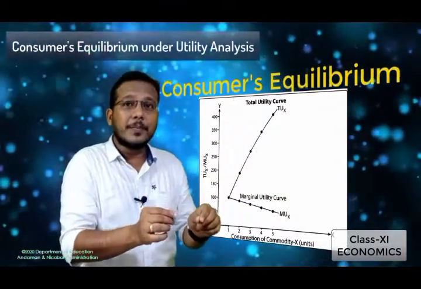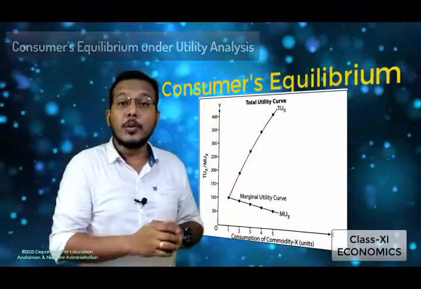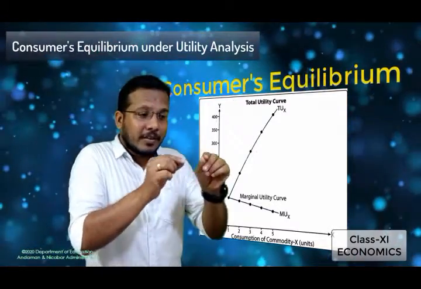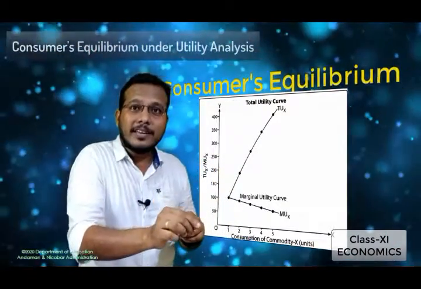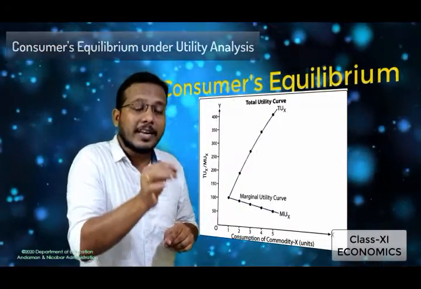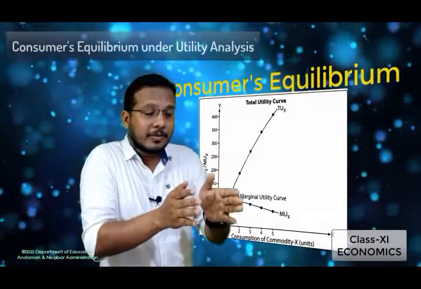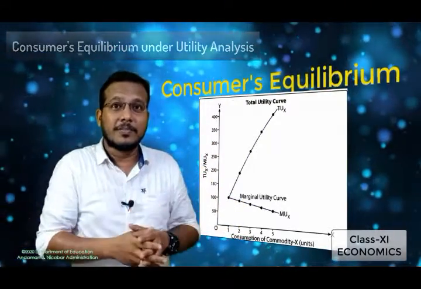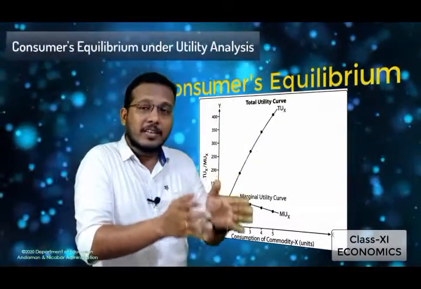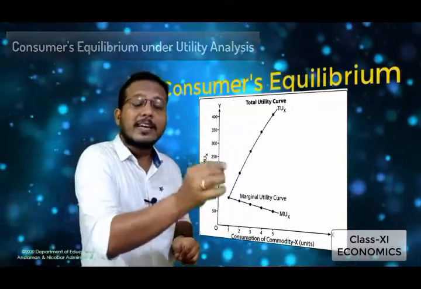A point will come when MU reaches the value of 0. That means that at that stage, additional usage of the commodity doesn't give any utils. That is the stage called the saturation stage, the saturation level. At this saturation state, the consumer stops consuming that commodity.